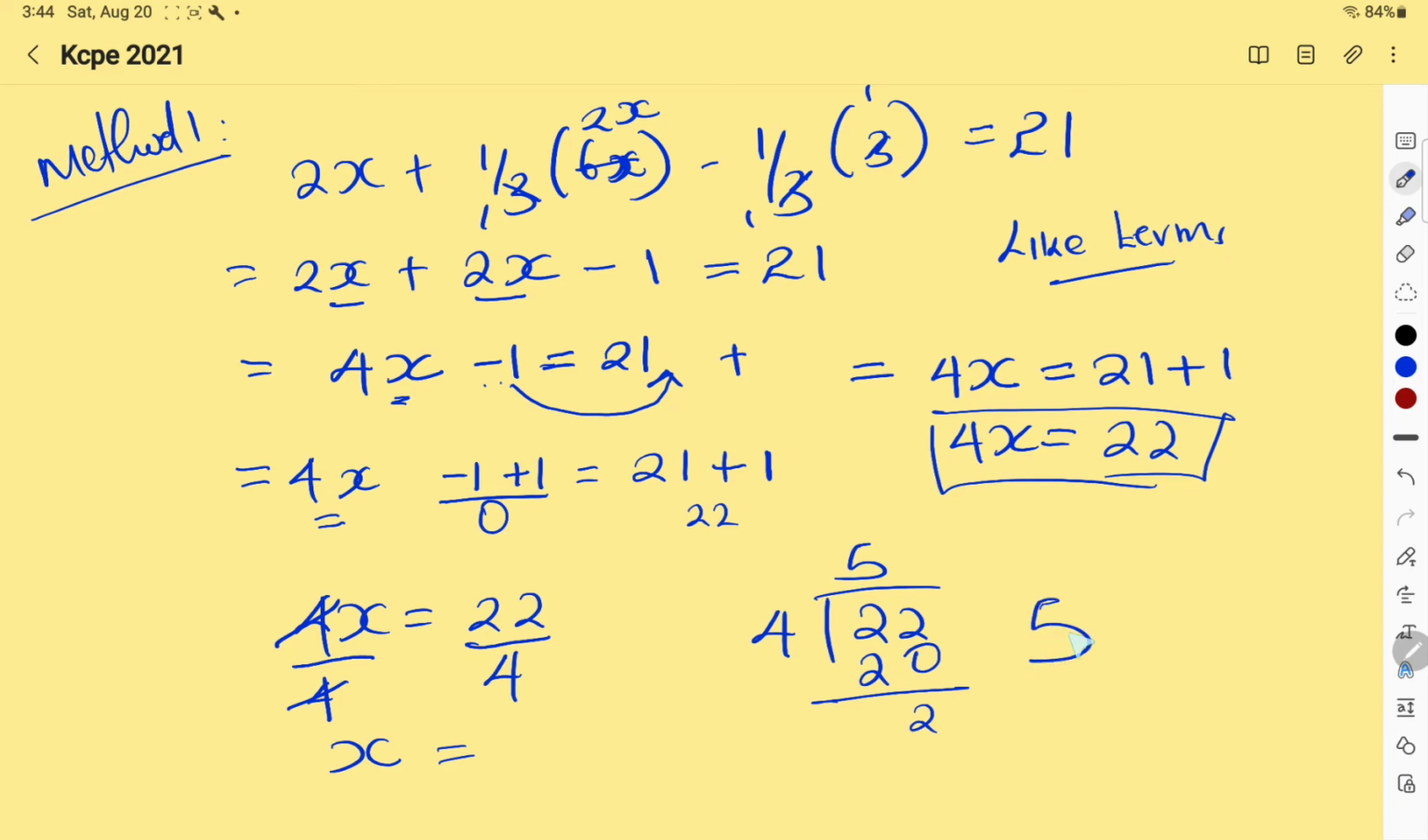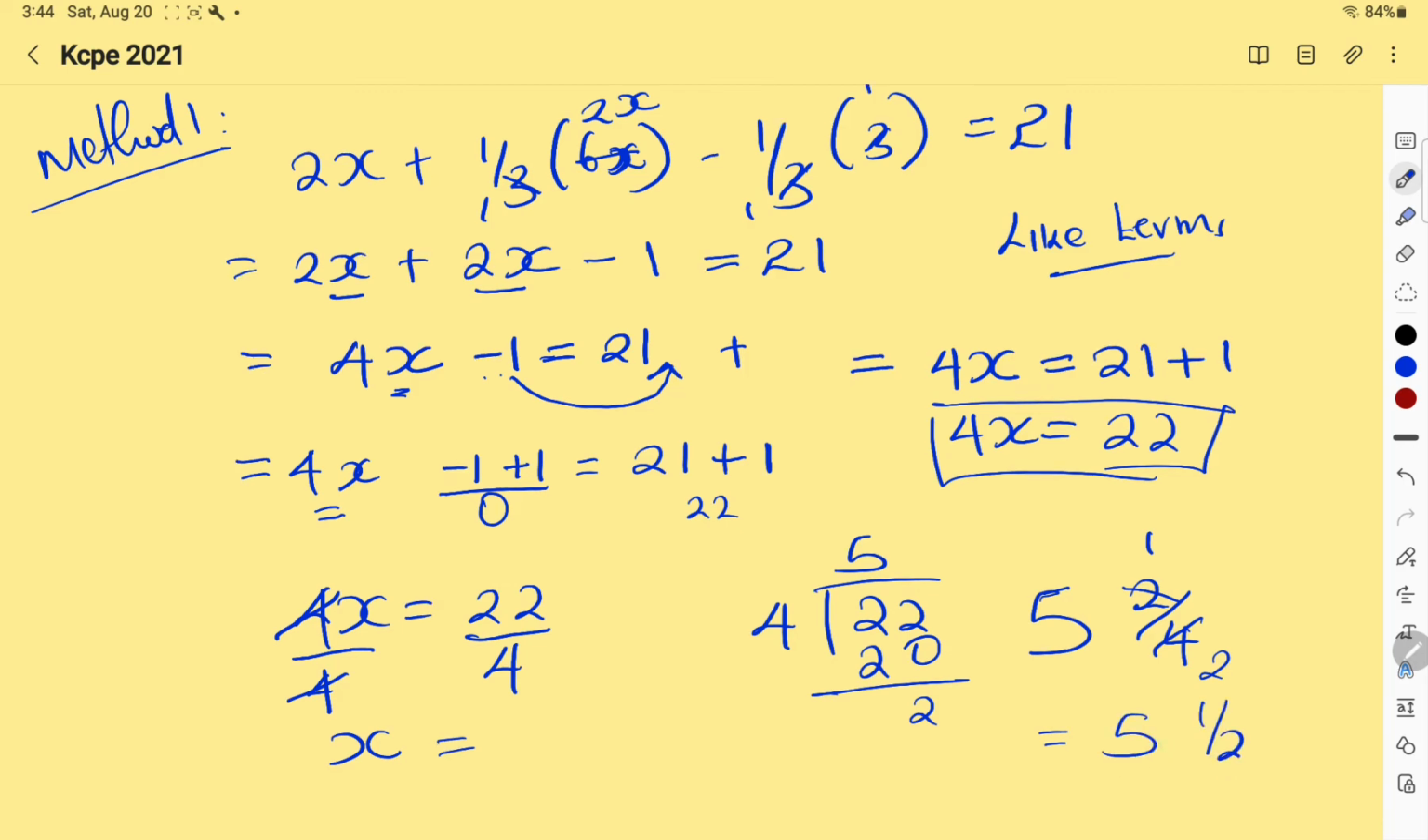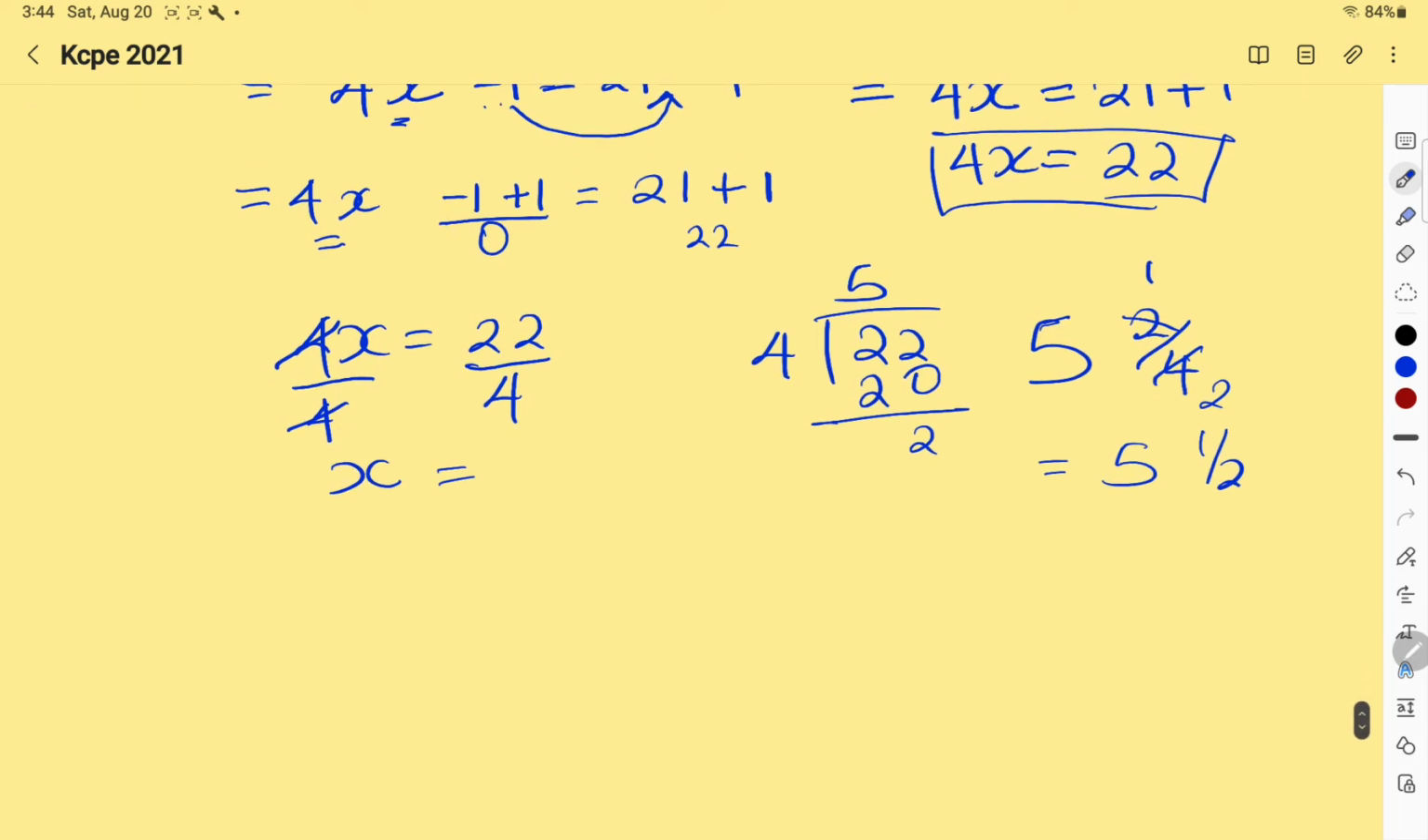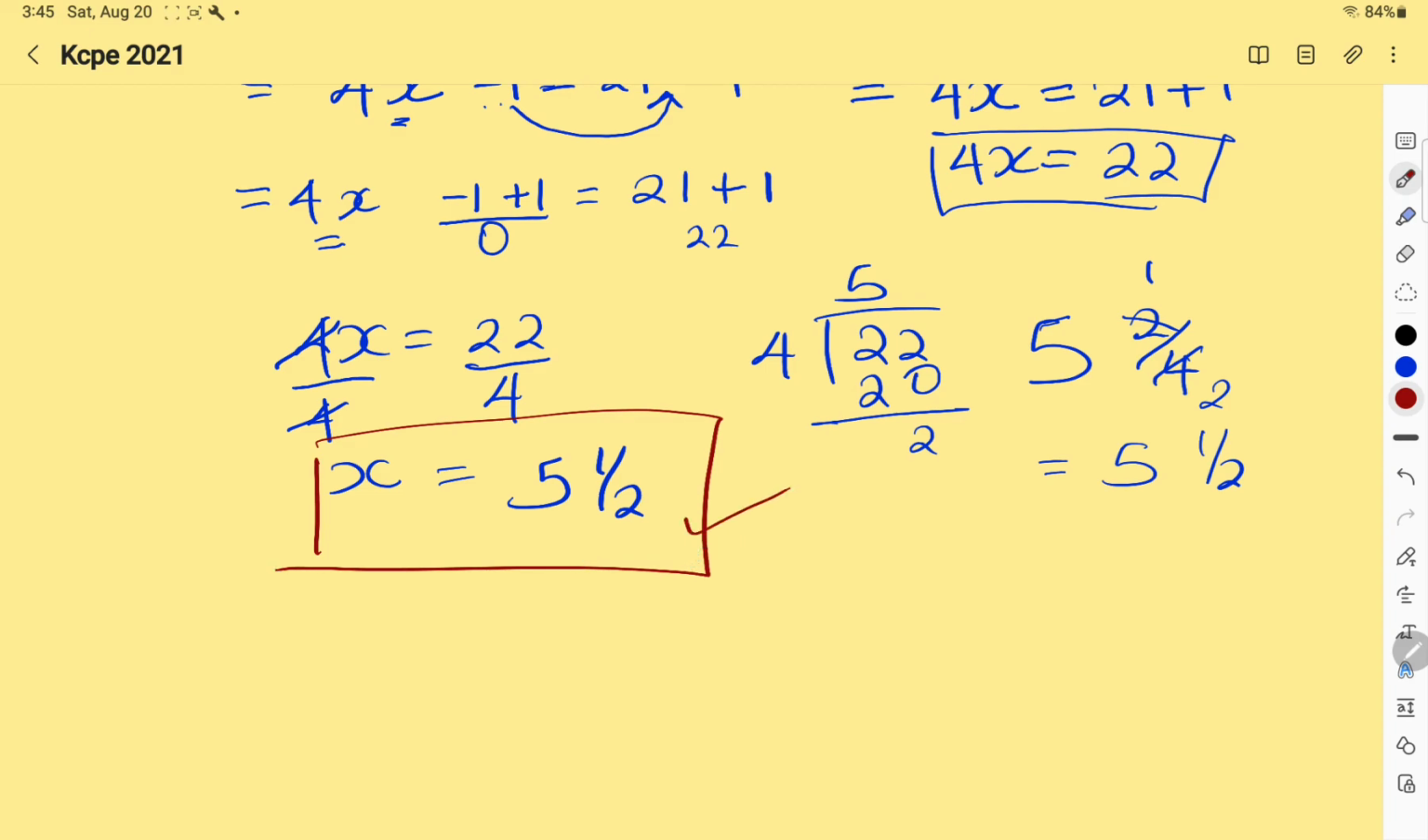So you have 5 and 2 over 4. 2 over 4 can be simplified further by dividing by 2. So by 2, 1, by 2, 2. Therefore, you get 5 and a half, that is 5.5. Therefore, our x is 5.5. So that is the correct answer. If you have the question paper, that will be option B.